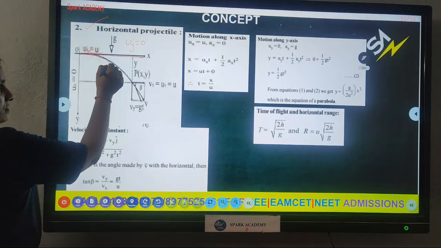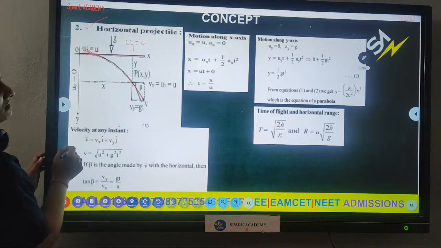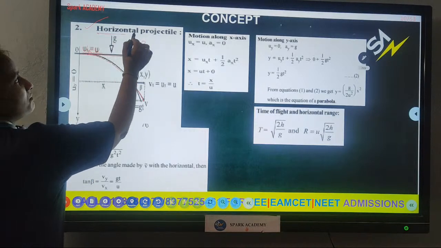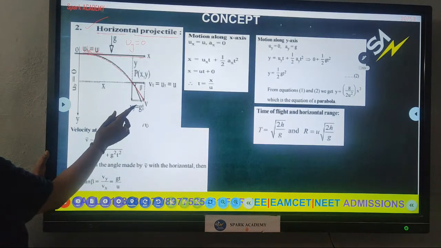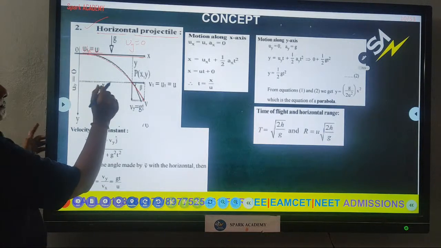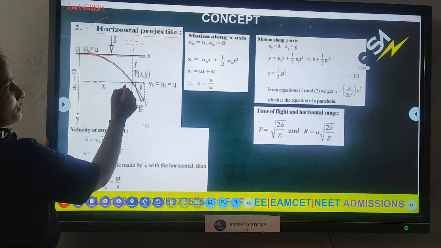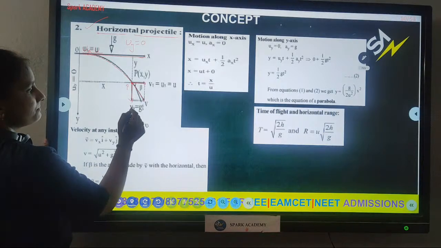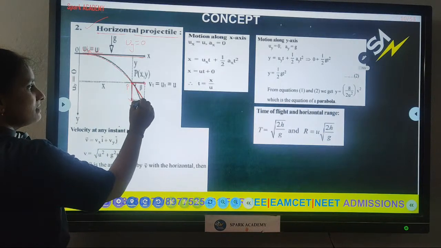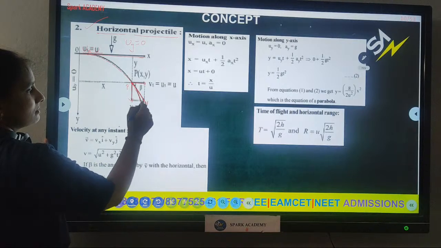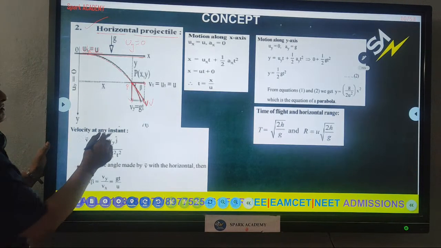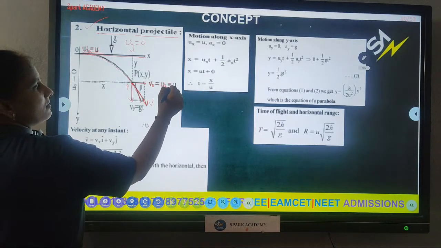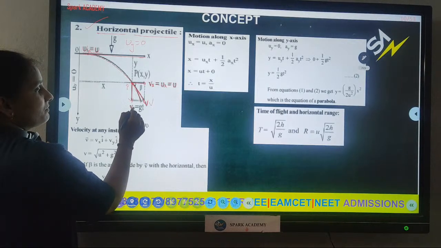And after projection, it follows the parabolic path only. Even the horizontal projectile also follows the parabolic path. At any point in its journey, for example at this point, that velocity is resolved into its components. Then this will be the resultant velocity. So here Vx will be equal to ux, we can write it as u, and Vy.